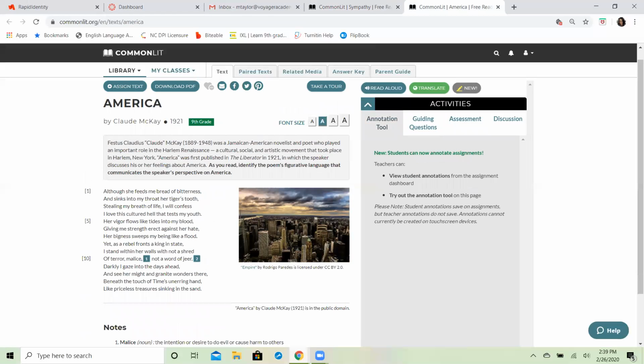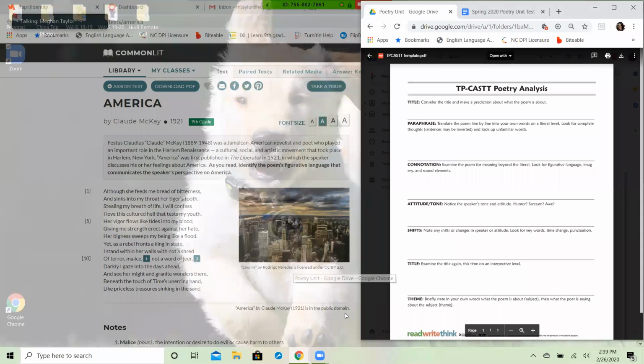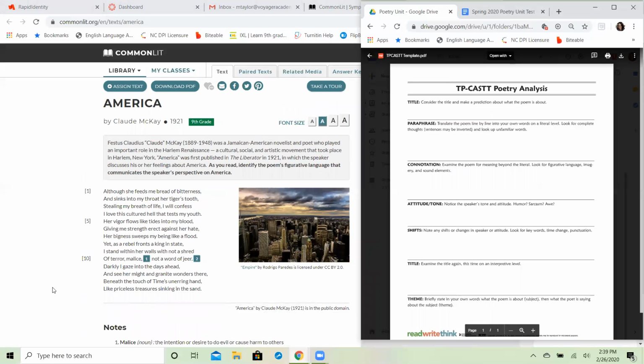The next poem for students to look at is going to be America by Claude McKay. Again, we have an introduction here. Claude McKay, Jamaican-American novelist, played an important role in the Harlem Renaissance. The following poem discusses his or her feelings about America.